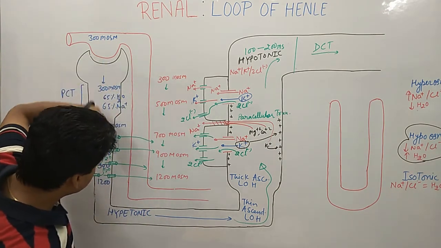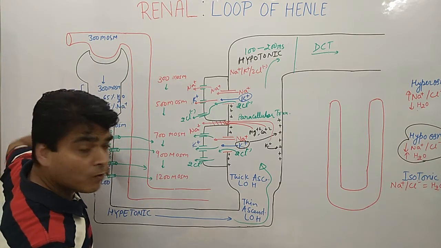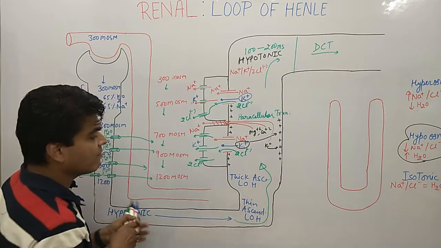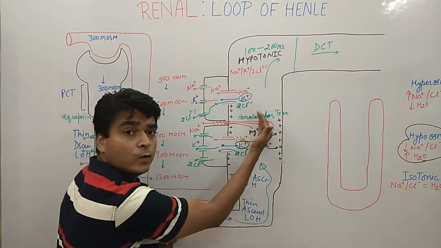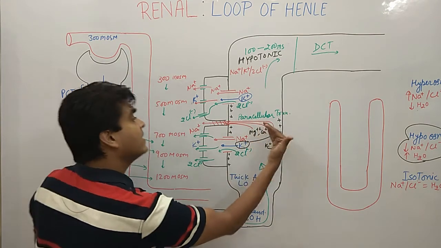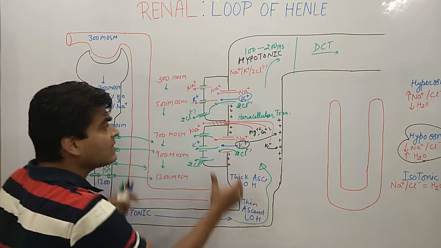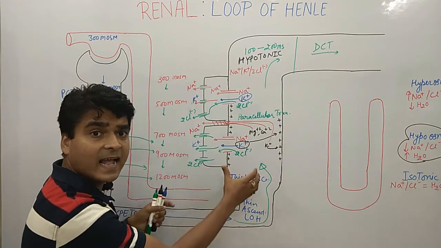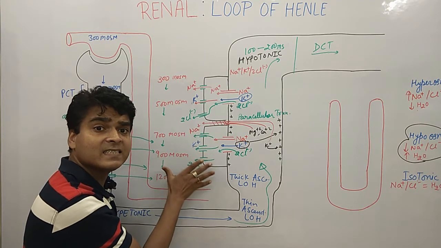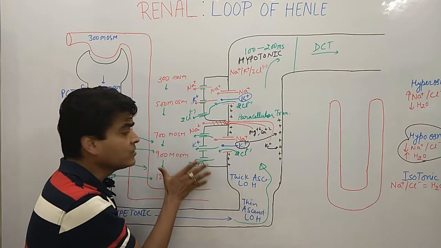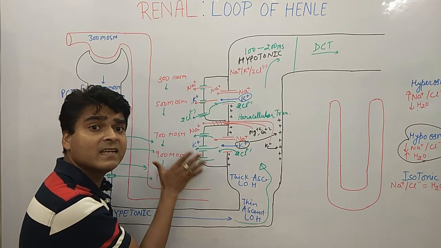So when we are moving down, H2O is moving in this direction, and when we move upward in the thicker area of the loop of Henle, the ascending loop of Henle, salts are moving in this direction. So these two are in opposite directions and they are making a medullary interstitial gradient. Okay, so they are generating a medullary interstitial gradient.